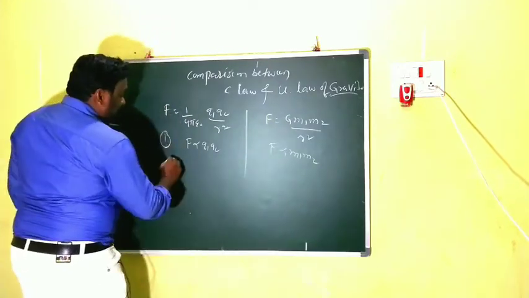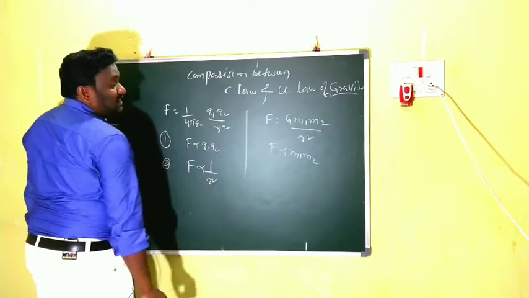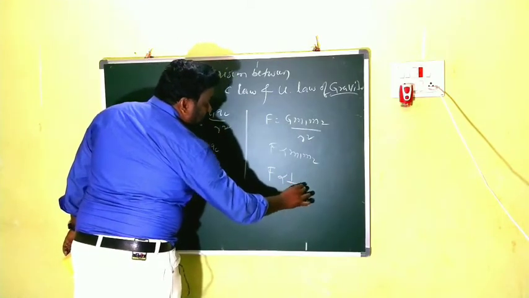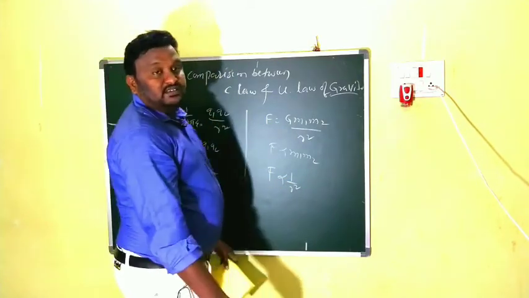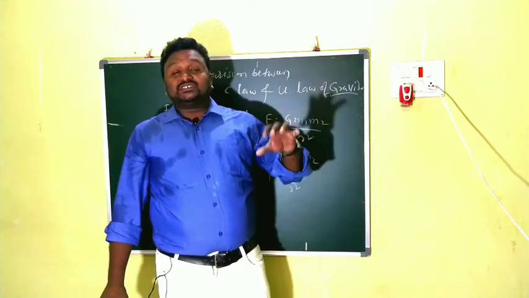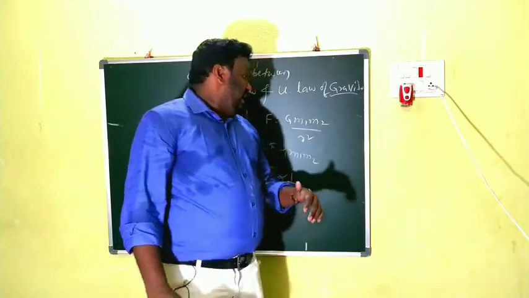And the next thing is both obey the inverse square law. F is proportional to 1 by R square and F is proportional to 1 by R square. This is another common property. Both forces are inversely proportional to the square of the distances.